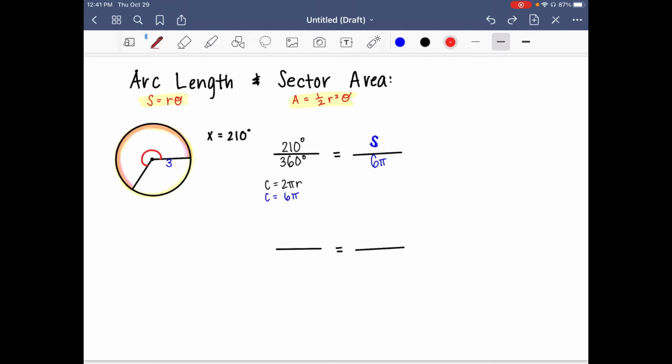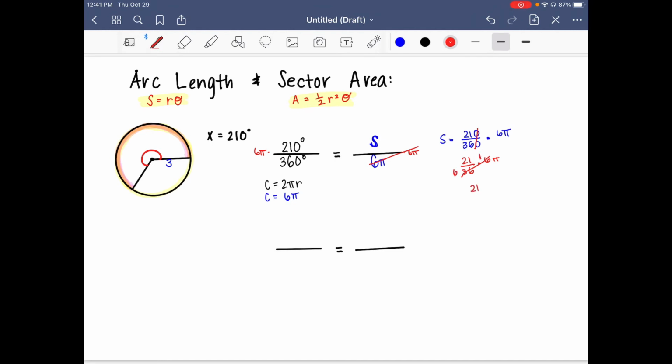All right, if I solve for S, I'm going to multiply by 6 pi on both sides in order to get S alone. It cancels out here, and then we're left with S equals 210 over 360 times 6 pi. So now I'm just going to do simplifying as much as I can. I can simplify this part of the fraction to 21 over 36 times 6 pi. I know that I can divide 6 by 36, and I'll be left with 1 over 6.